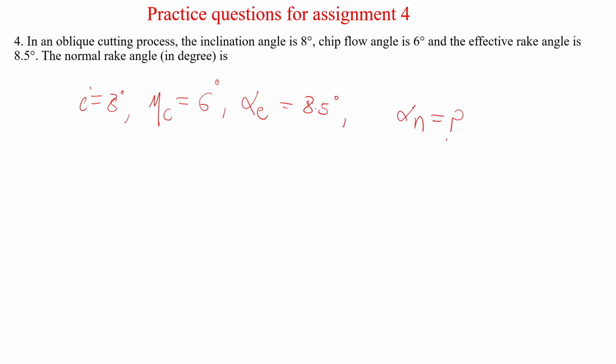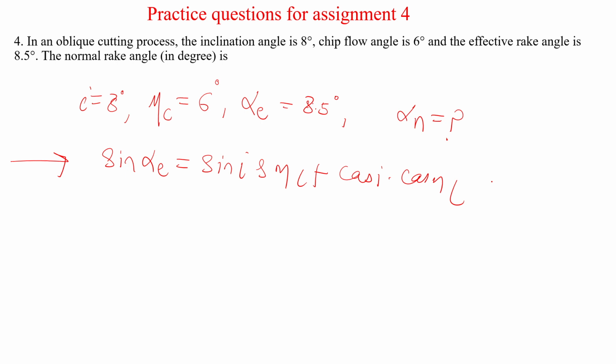You need to find the normal rake angle alpha n. This similar type of question we have done, right? Yes, sir. Just apply the formula. What is the formula? Sin alpha e is equal to sin I sin eta c plus cos I cos eta c sin alpha n. Solve and find, please.